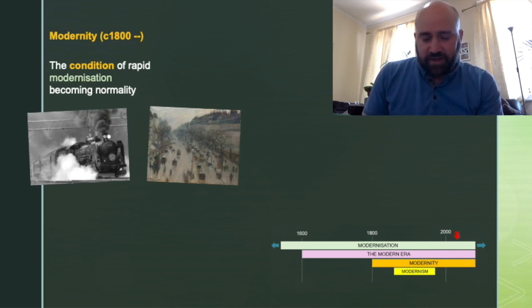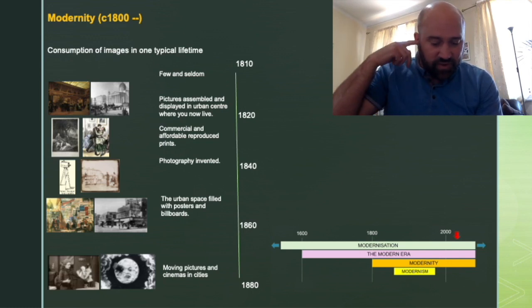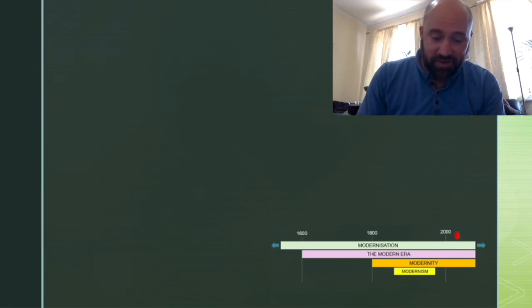So to show how rapid change was, consider that if someone lived from 1810 to 1880, they would have experienced no pictures except the church altarpiece, pictures on display in cities, pictures reproduced in print, advertising prints all over the urban space, photography being invented, so spookily real reproducible images that I think took people a long time to get used to. And then before they were used to them, moving images with the invention of cinema. That's one lifetime, one single generation becomes normality. And that's why we are still in the condition of modernity. Modernity didn't take us long, you notice.